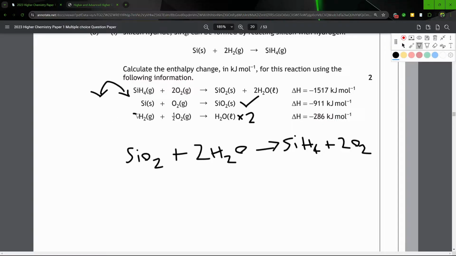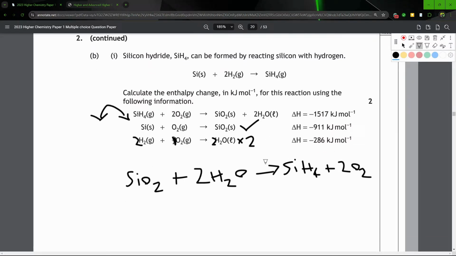So, and then I'll add 2 here, and this is 1, and this is 2. Now that we've flipped this over, we can start cancelling stuff out. But first thing I'm going to do is make sure that we have all those ingredients. So, yep, we do have Si. It's on the correct side. We do have 2H2 on the correct side, and we do have SiH4 on the correct side.